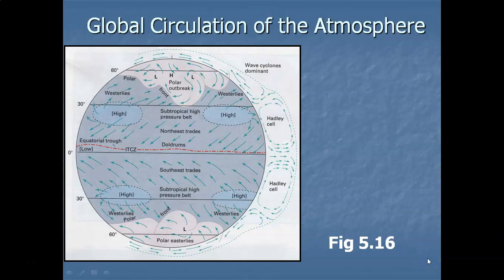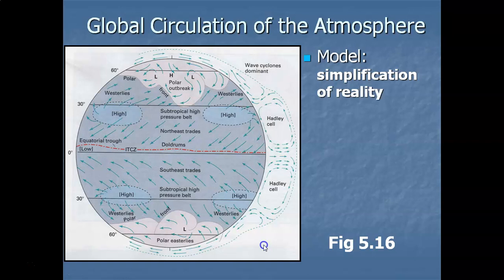Lecture 7, Global Circulation of the Atmosphere, Chapter 5. What we're going to be looking at is something that looks very complicated, the circulation of the atmosphere with pressure and winds. But what we're going to do is take this really complicated system on Earth, and we're going to make a model out of it. We're going to simplify this complex reality.